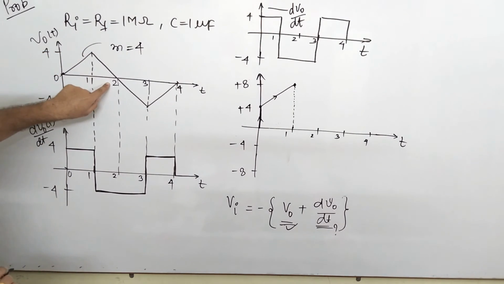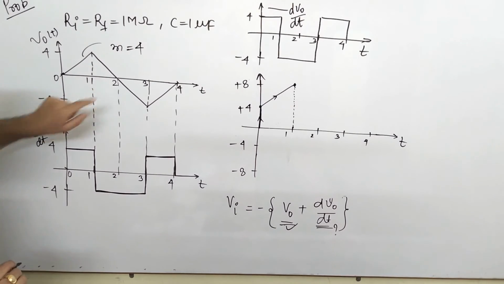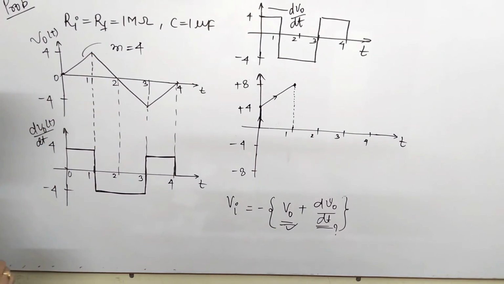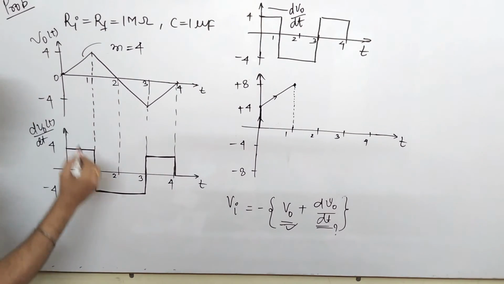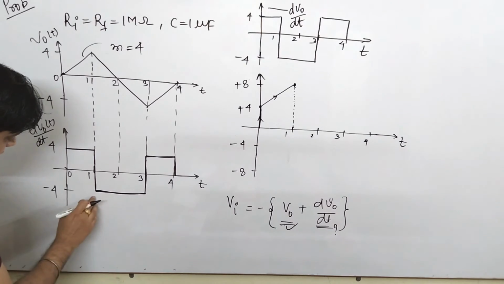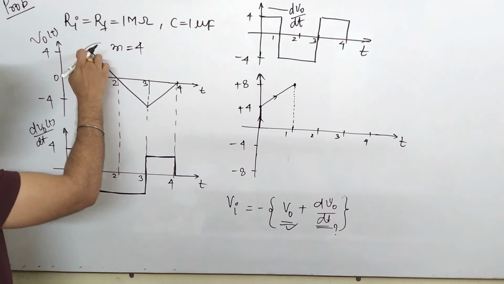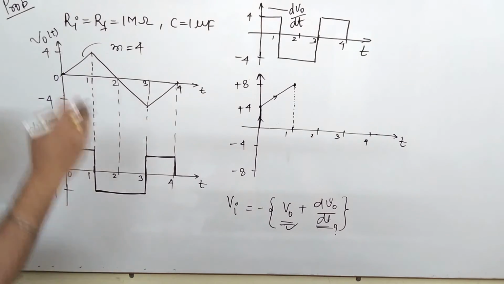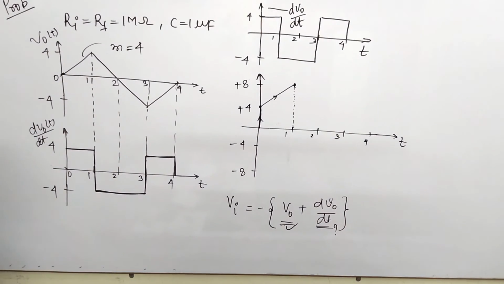From 1 to 2, now see, this is a decreasing ramp signal. Okay, this is a decreasing ramp signal and this is constant. This is minus 4 and this is a decreasing ramp signal. It means what will happen, this slope is also a negative slope, and this is also minus, so that signal will fall.